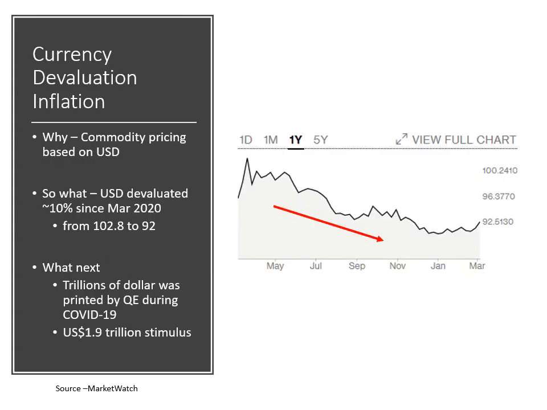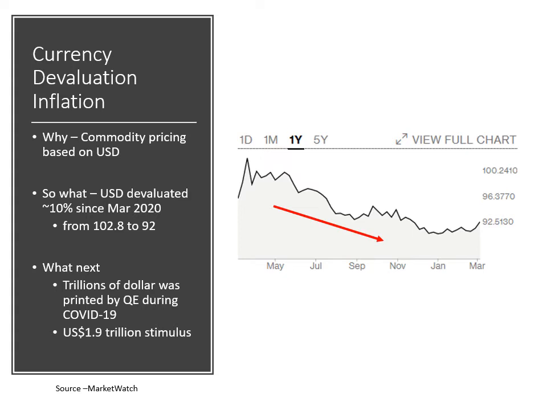So now, let's talk about currency devaluation inflation. Why it is happening is because the major commodity pricing is all based on USD. USD is actually the benchmark pricing and the settlement currency for commodities trading, and therefore its value will have a direct impact on commodity prices.